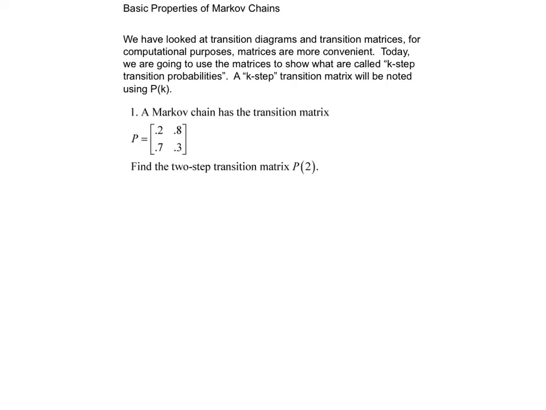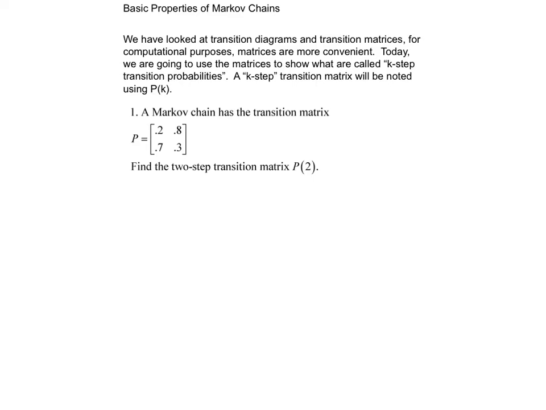So basically, we're going to move past using the trees and the transition diagrams and get into using transition matrices. Basically, this is used because if I want to know 4, 5, 6, 20, 40 transitions in the future, matrices make it a lot easier. You don't want to make a tree that has 40 steps on it. So what we're going to look at today are called k-step transition matrices.